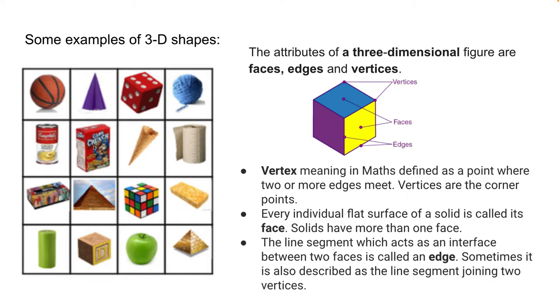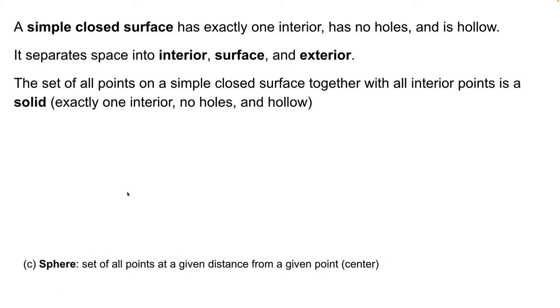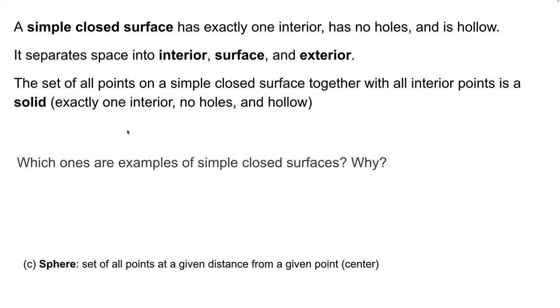If this is very, very clear instead of the cereal box, let's suppose it's very clear, then we can see what's inside, the interior, and these surfaces, the faces and edges and vertices, right? That's the surface, and what's outside. So it makes three different spaces: interior, surface, and exterior. It makes sense, right? And the set of all points on a simple closed surface together with all interior points is a solid. There's exactly one interior, there's no hole, and it's hollow.